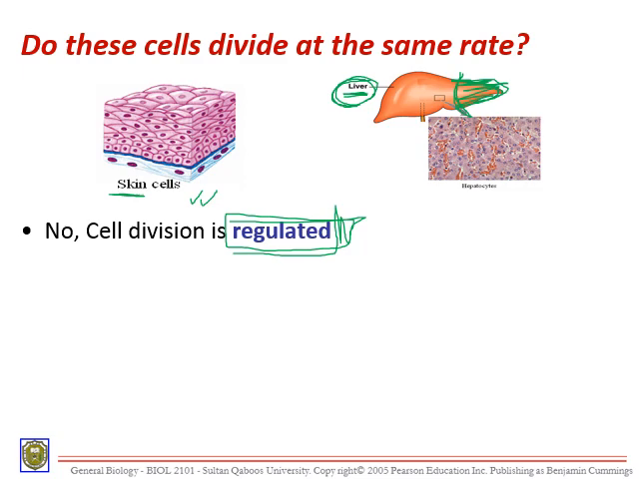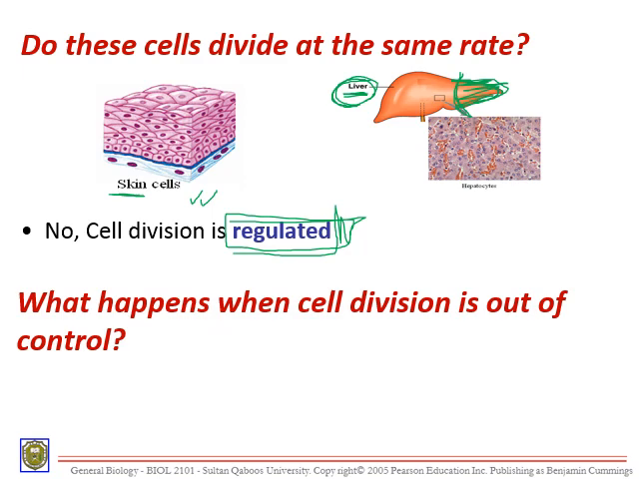Okay, what happens when cell division is out of control? Out of control basically means that it's not regulated. We have it controlled all the time inside our bodies, subhanAllah, without even feeling it. But sometimes things might go wrong and we have cell division that is out of control. When this happens, then cancer is going to develop.